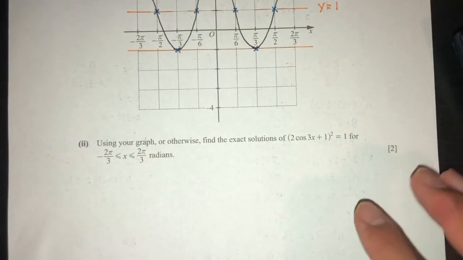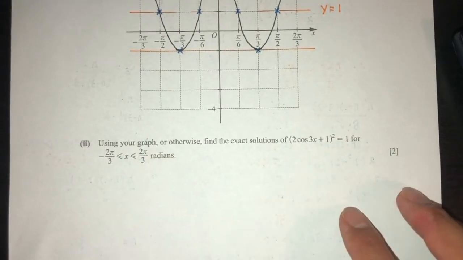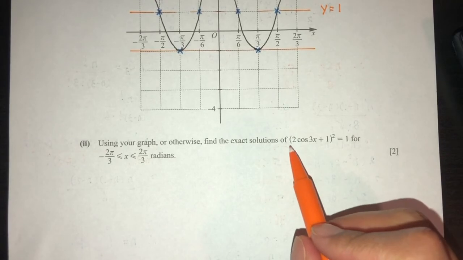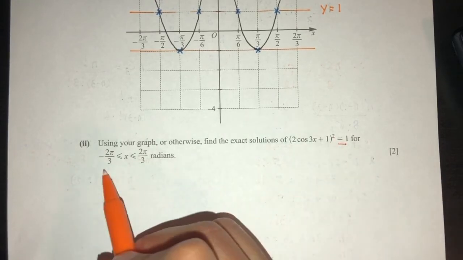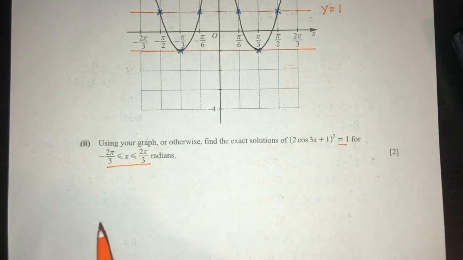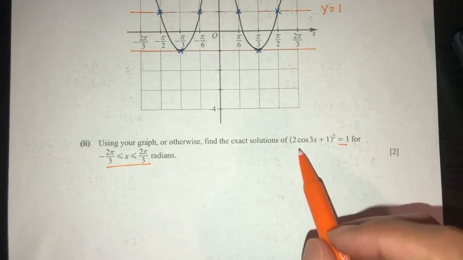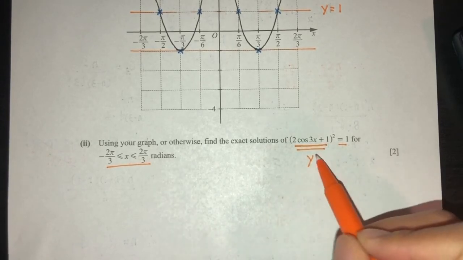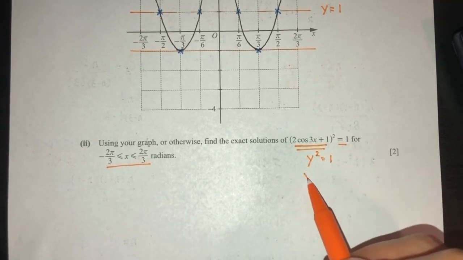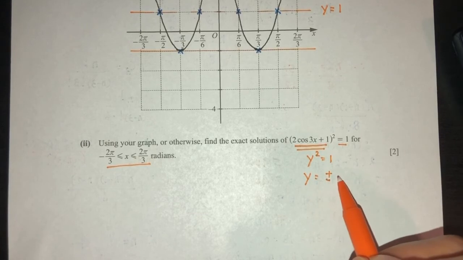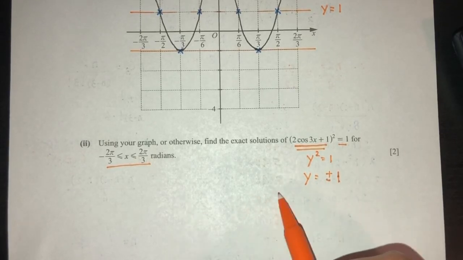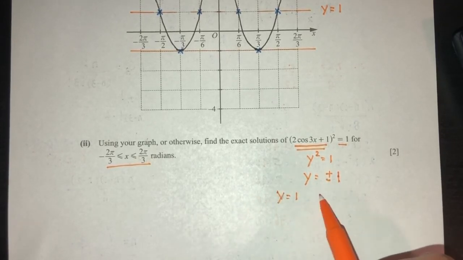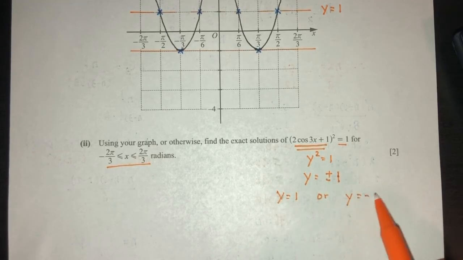Now for part 2, we have to use your graph to find the exact solutions of y squared equal to 1 for this same domain. So basically you have to find the number of solutions for this one. This is given to you by y. This is y squared equal to 1. So y is equal to plus or minus 1. So we have two lines, y is equal to 1 or y is equal to minus 1.